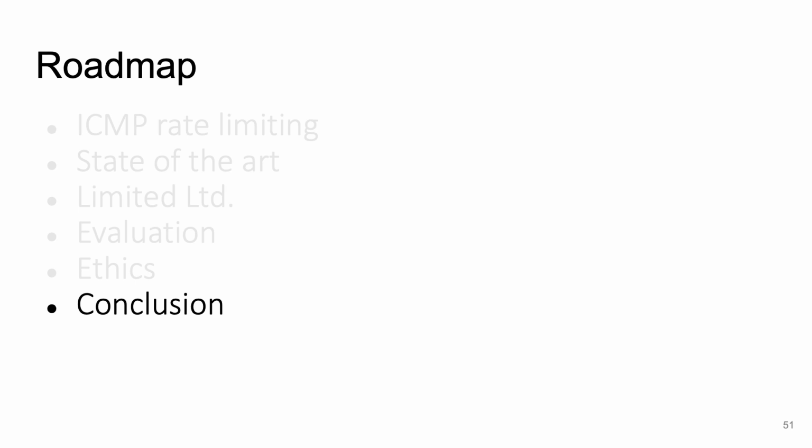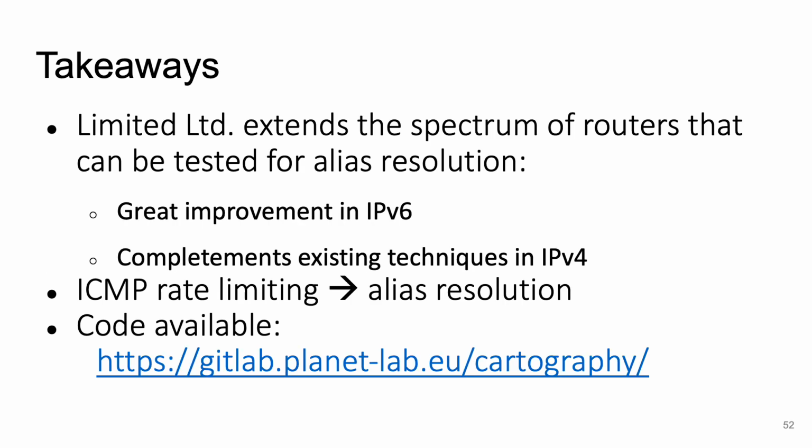So to conclude my talk, LIMITED is a new alias resolution technique that extends the spectrum of routers that can be tested for alias resolution. As we've seen in the evaluation, there is a great improvement in IPv6, and it also complements existing techniques in IPv4 and IPv6 as well. And it is the first time that ICMP rate limiting was used to perform alias resolution, so we hope that this idea could be leveraged in future work.